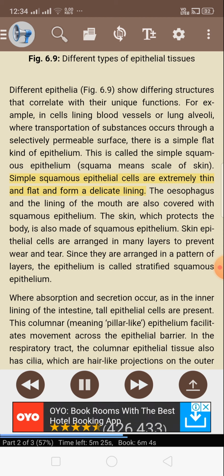Simple squamous epithelial cells are extremely thin and flat and form a delicate lining. The esophagus and the lining of the mouth are also covered with squamous epithelium. The skin, which protects the body, is also made of squamous epithelium. Skin epithelial cells are arranged in many layers to prevent wear and tear. Since they are arranged in a pattern of layers, the epithelium is called stratified squamous epithelium.